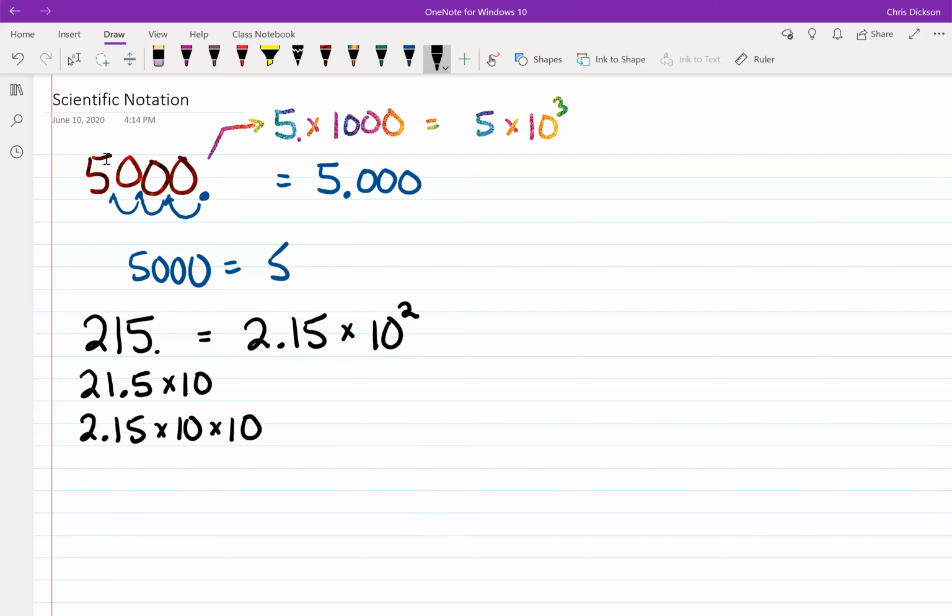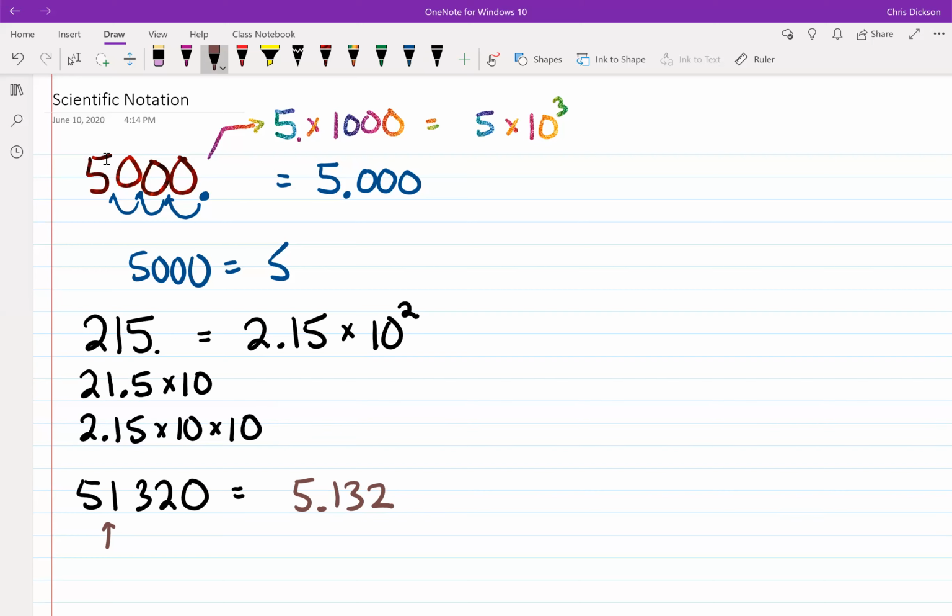So try this next question. What do you think this would be? 51,320. Turn that into scientific notation. Okay, well, let's first of all put the decimal where it's supposed to be. So the decimal needs to fall right after the 5. So there's going to be 5.132. Okay, now you could put a 0 on the end of that.